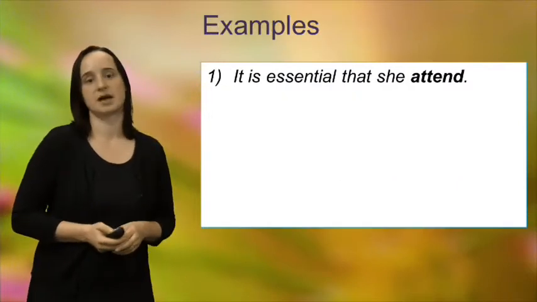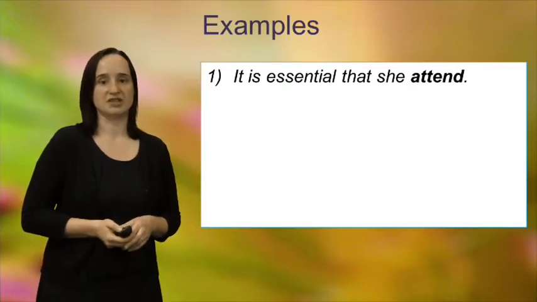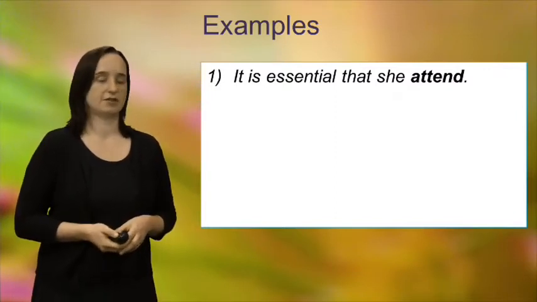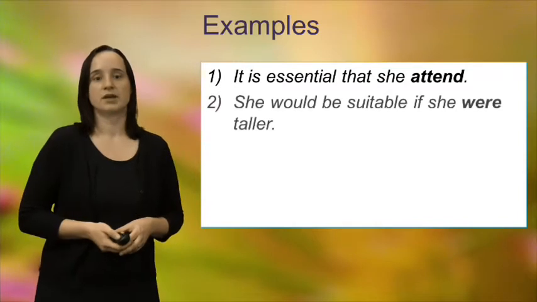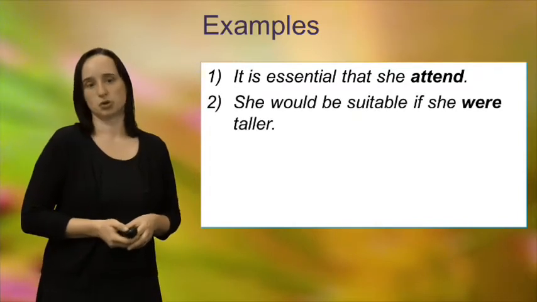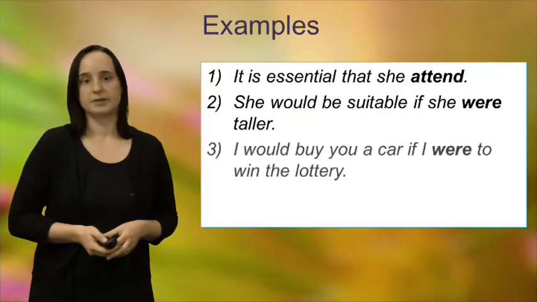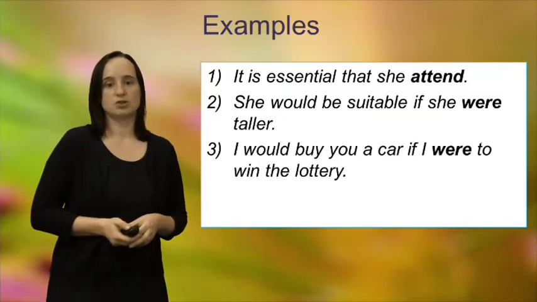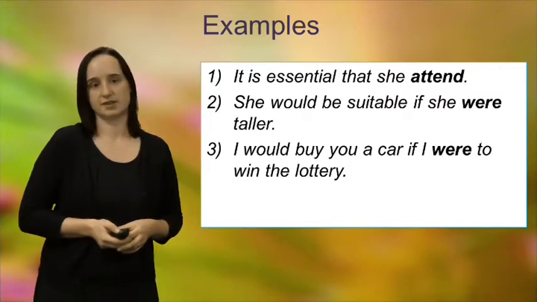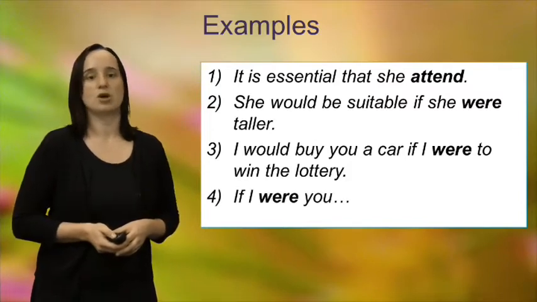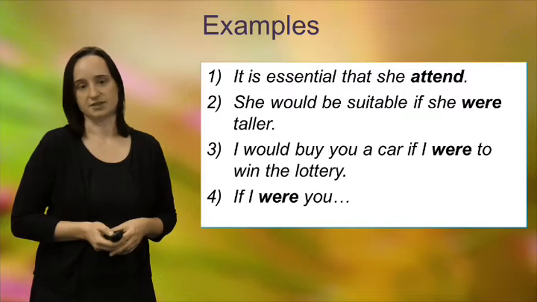So in our first example, it is essential that she attend. Attend is a verb in the subjunctive. She would be suitable if she were taller. Again, were in this case is a verb in the subjunctive. I would buy you a car if I were to win the lottery. Again, were is in the subjunctive. And if I were you, were again is in the subjunctive.